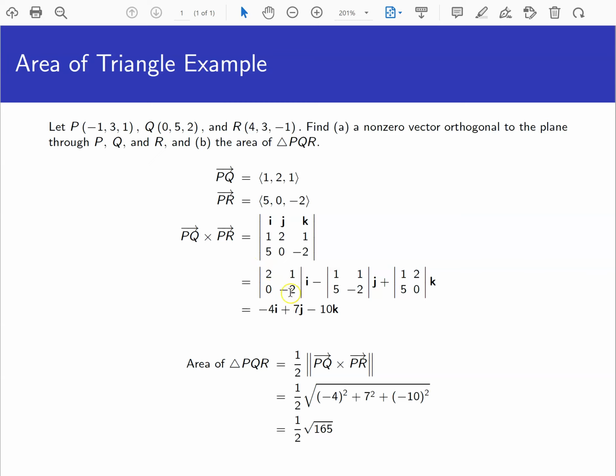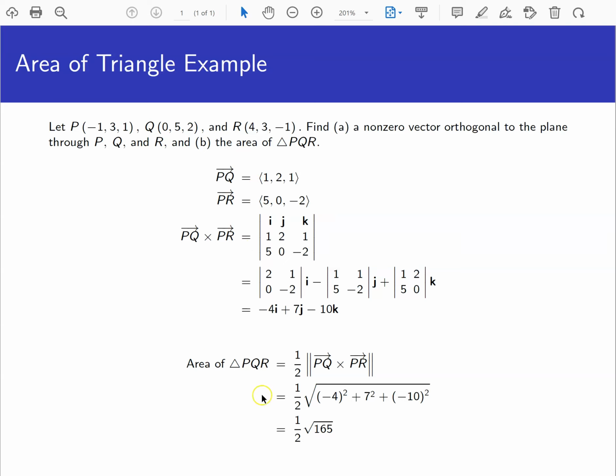2 times -2 gives us -4. And then minus a 0, so we get -4i. -2 minus 5 gives us a -7, but there's a negative sign in front, so we get a positive 7j. 0 minus 10 gives us a -10k. So this is the non-zero vector that they're looking for in that first part, a non-zero vector that's orthogonal to the plane that contains P, Q, and R.